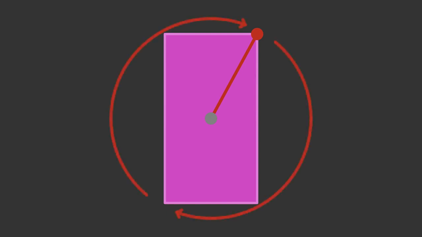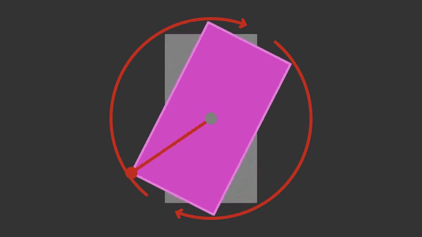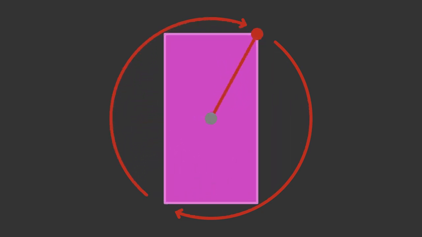A rectangle only has rotational symmetry of order 2. A rectangle rotated by 180 degrees, or half a turn, maps onto itself. Rotating it a second time puts it back where it started.